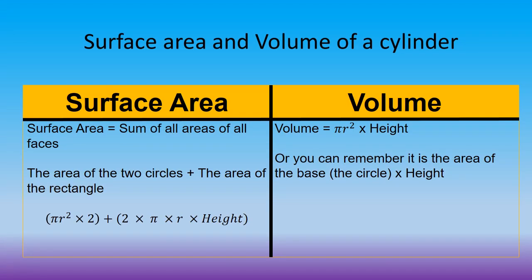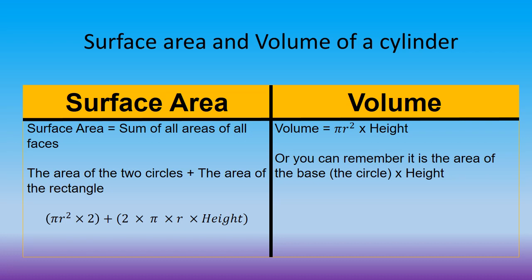Just a quick recap on the formula that you need to know. The surface area is the area of the two circles plus the area of the rectangle. And the rectangle, we know that it's a length times breadth, but the length is made up out of 2 pi r. It is made up out of the circumference of a circle. I will show you just now.